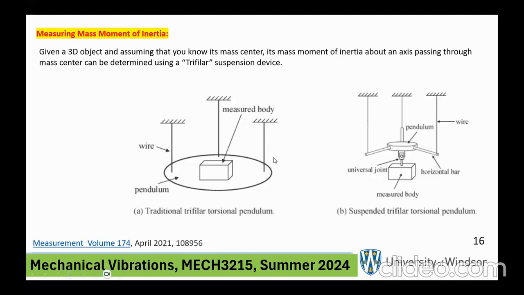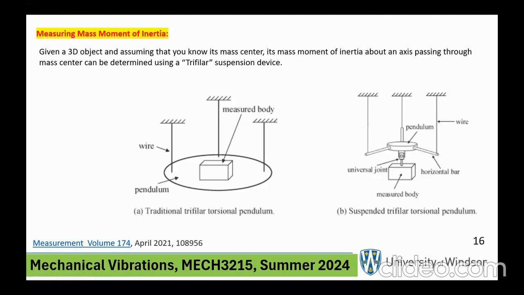Now, this is called a trifilar suspension device. And the object that we want to measure something about is what you see here shown as this block. It doesn't have to be a block. It can be any shape. But you have to know where its mass center is, and there are other ways of finding the mass center of an object. So you place this object on that tray so that its mass center sits directly above the center of this device.